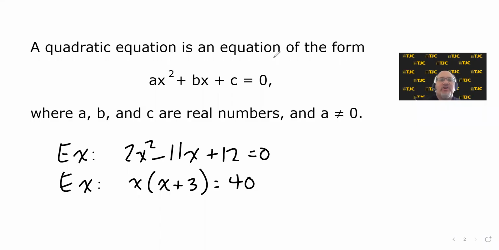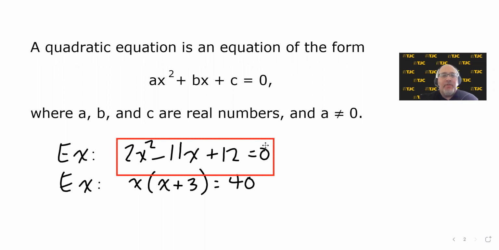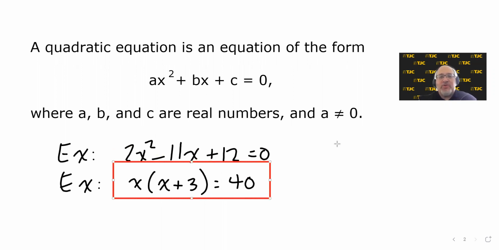A quadratic equation is an equation of the form ax squared plus bx plus c equals 0, where a, b, and c are real numbers and a is not equal to 0. It's worth mentioning that you don't have to look exactly like this to be a quadratic equation. You just have to be able to be manipulated into looking like that. Some of them are ready to go, like this one, 2x squared minus 11x plus 12 is equal to 0. That's already in the correct form. But some of them, such as x times (x plus 3) is equal to 40, are quadratic equations, but they're just not quite in the right form yet.